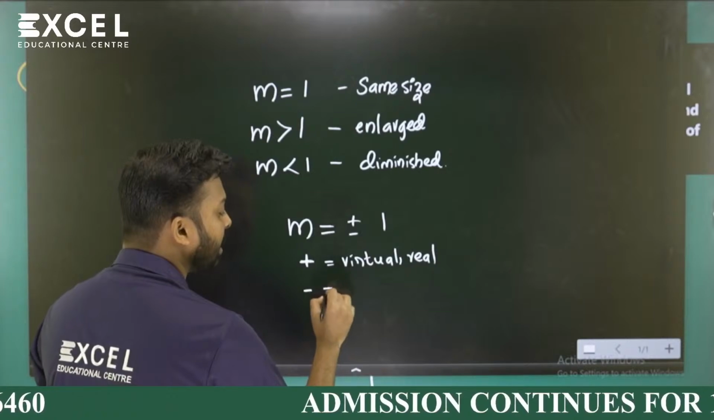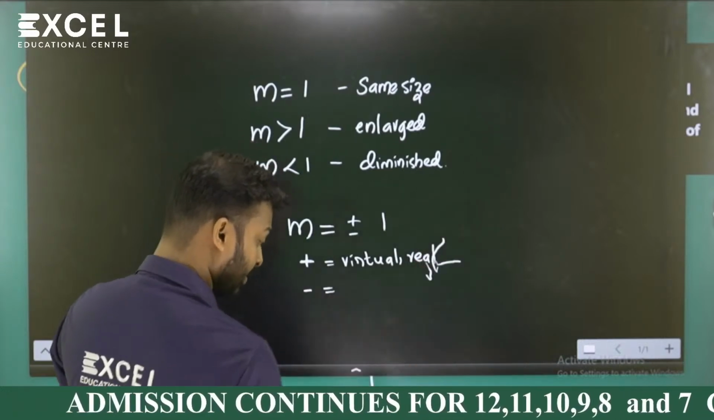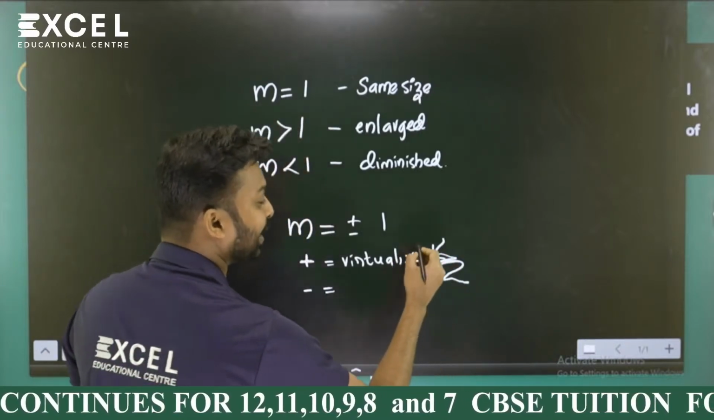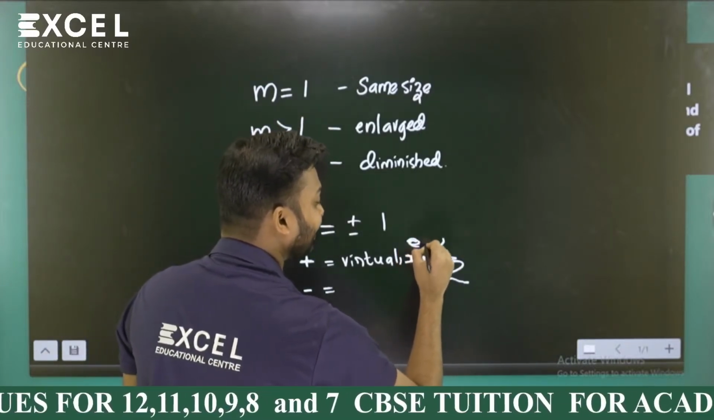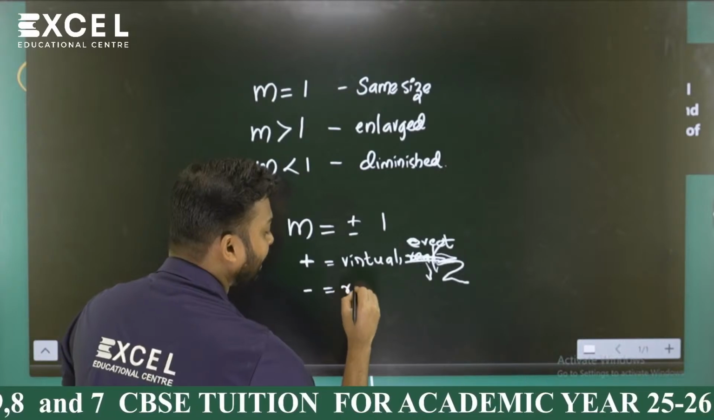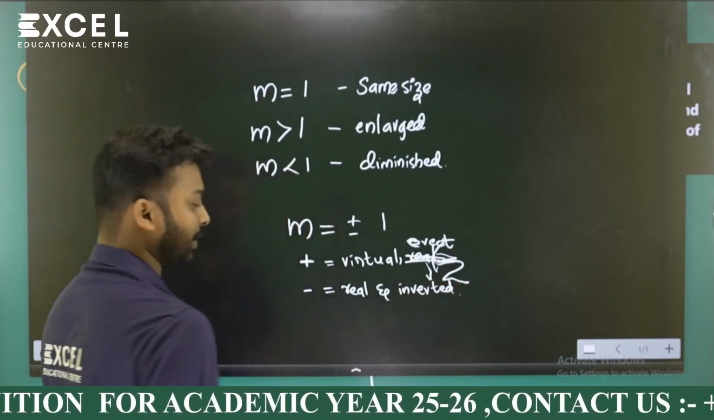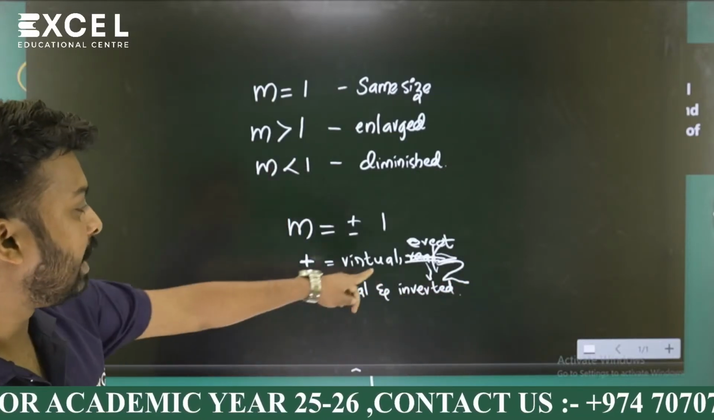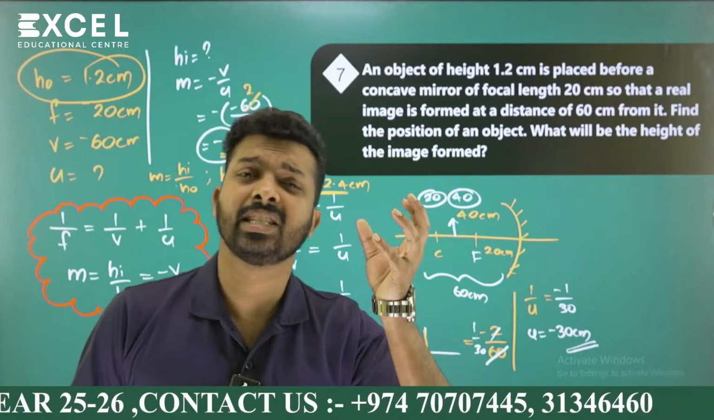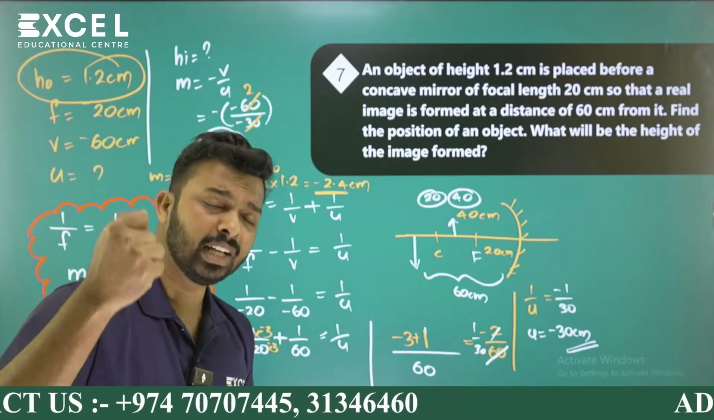And if it is negative, it indicates it is not virtual. When it comes to minus, it will be real and inverted. Real and inverted. Okay, so please understand what it is here. Positive will be indicating it is virtual and erect, and the negative will be indicating it is real and inverted.